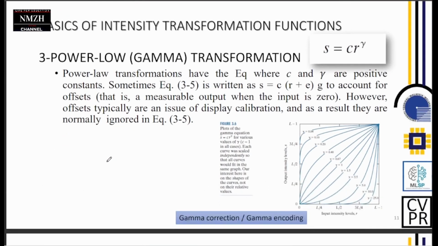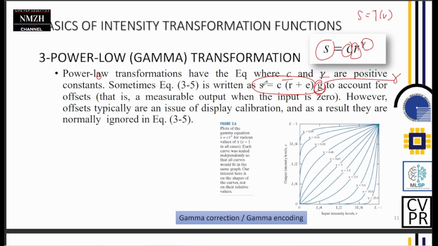Okay, power law gamma transformation. The power law has the equation s equals c r to the power of gamma, where r is the input, s is the output intensity, and c and gamma are positive constants. Sometimes the equation is written with an offset, to account for the offset. However, the offset typically has issues with display calibration.